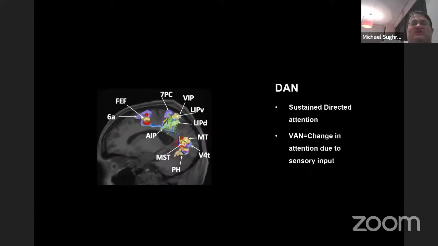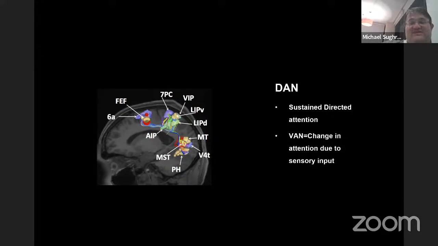The dorsal attention network is the oldest network that isn't motor or vision. And what it does is it keeps the eyes and attention focused on a task. So you see it as the frontal eye fields. It has the interparietal sulcus. Now, if you're not familiar with the literature, the interparietal sulcus keeps a grid of where everything is in space. And so, not surprising that it talks to the frontal eye field. And then there's the lateral visual area. So there's three parts. That's the lateral occipital lobe.